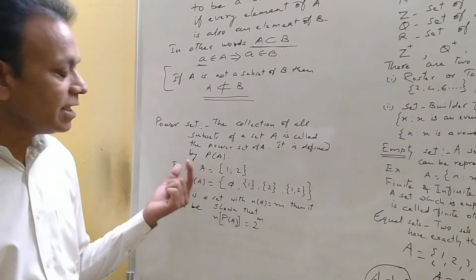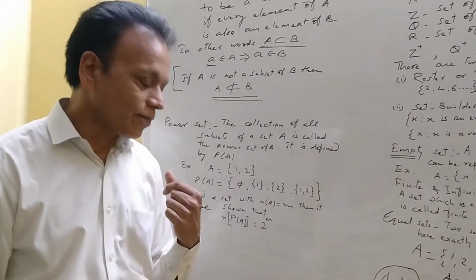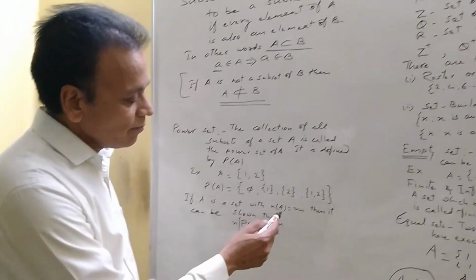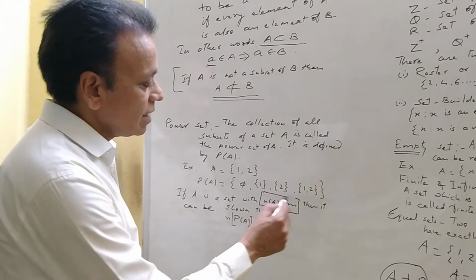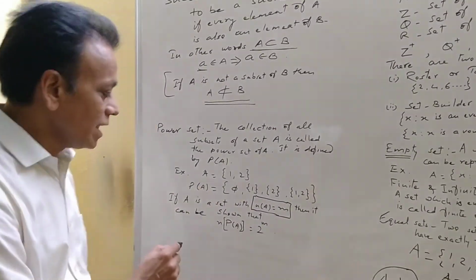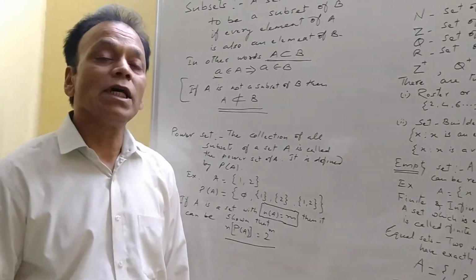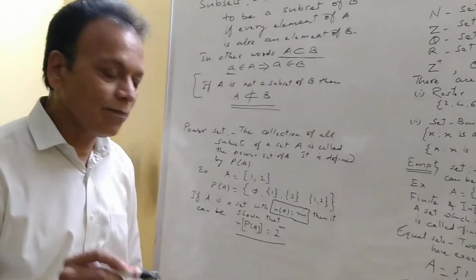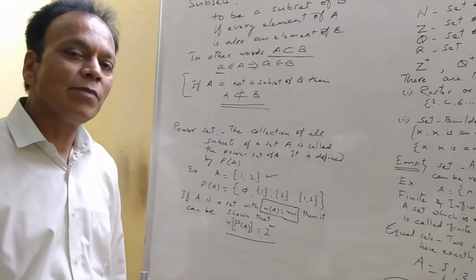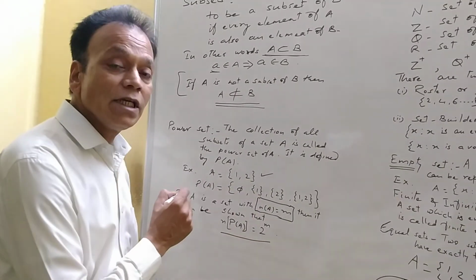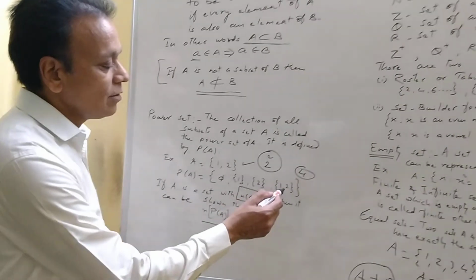We see that in set A 2 elements are there, and in the power set how many are there? 4. So if A is a set with number of elements n(A) equal to m, then n(P(A)) is equal to 2 to the power m, meaning the number of elements in a power set will be 2 to the power m. Here the number of elements in A is 2, so the number of elements in the power set will be 2 to the power 2. So it becomes 4. We can see 1, 2, 3, 4.